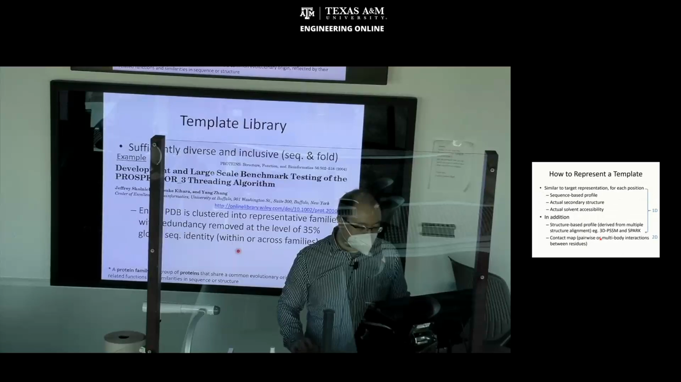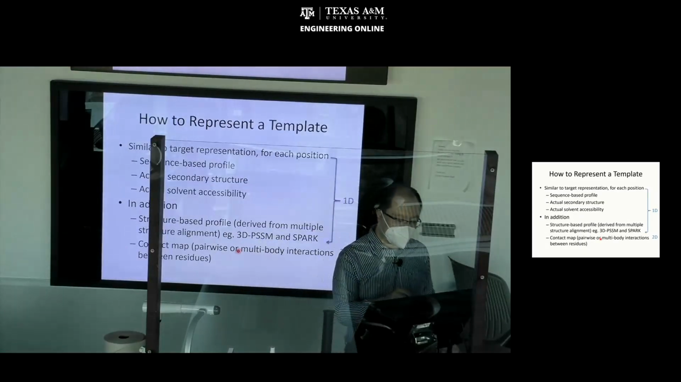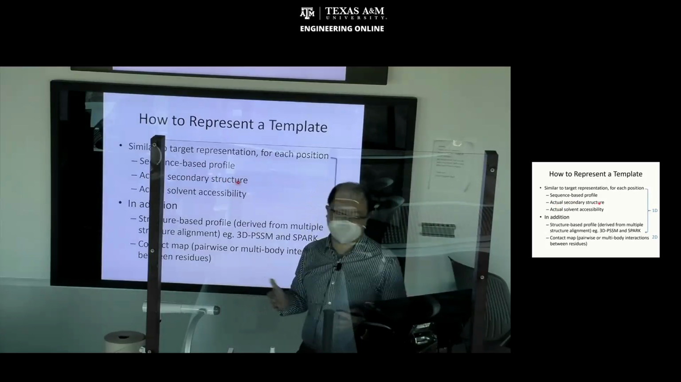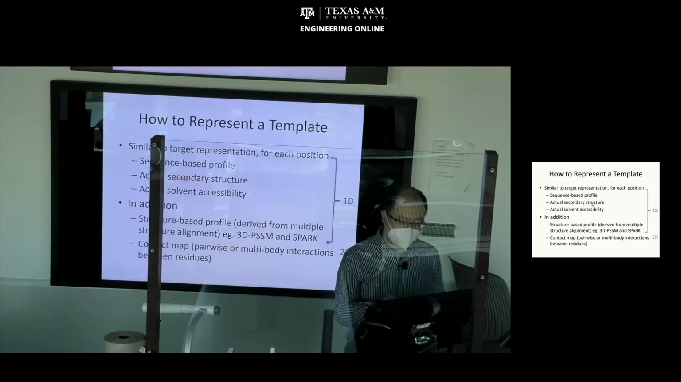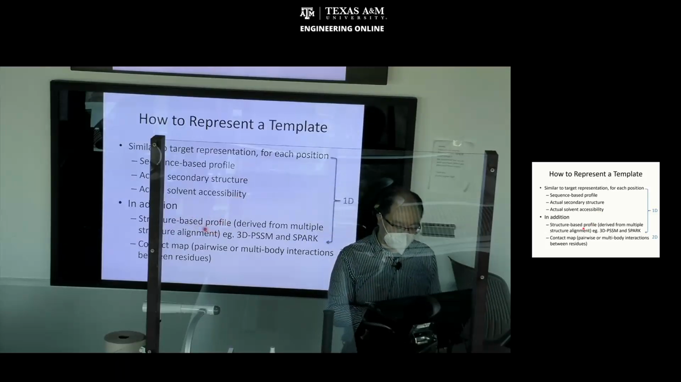Once you have the templates, you have to represent them, right? So just like the query sequence, you could have the sequence, you could have the evolutionary profile, and now you have the actual structural context because these templates have structures, right? You can have the actual secondary structure and actual solvent accessibility, right? And you can even do some structure-based profiles: instead of multiple sequence alignment to get the profile, you can do multiple structure alignment, okay?